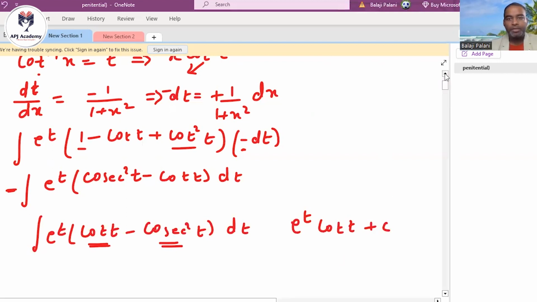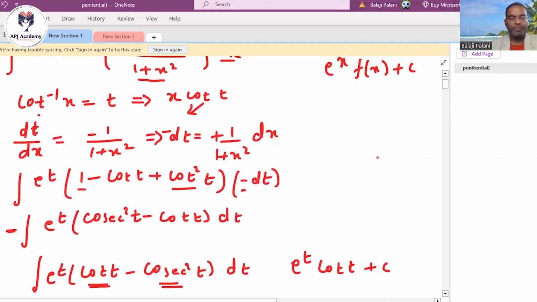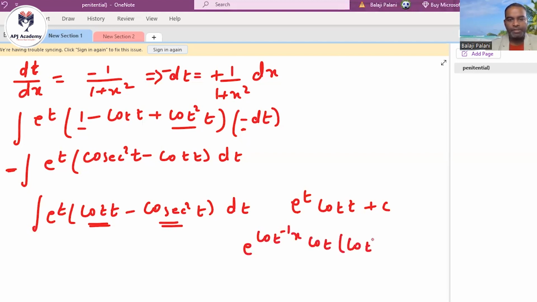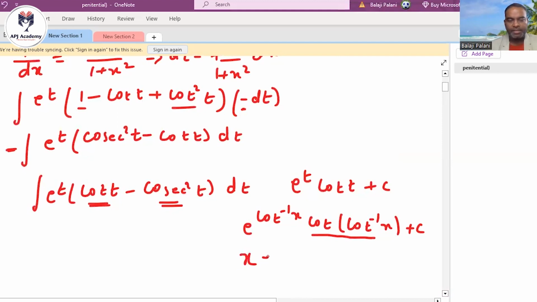Now we'll have to bring everything back to x form. We substituted t to make the integration easy, and now we have to change everything back to x form. So you will rewrite t as cot inverse x everywhere. Okay, so this becomes e power cot inverse x into cot of cot inverse x plus c. And in inverse trigonometric functions we have studied that cot of cot inverse x will be x. So you will rearrange again: x into e power cot inverse x plus c is your final answer.